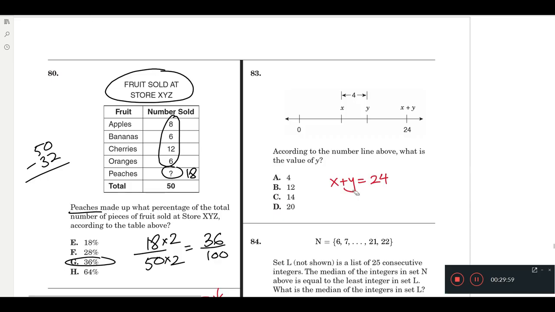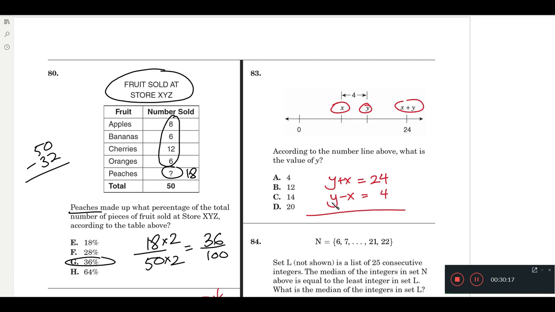Can I write x plus y as y plus x? Yeah, you can do that. That is 24. And can I say y minus x is 4? You might wonder why I do that. The point is, we can just add these two equations. That's called a system of equations.